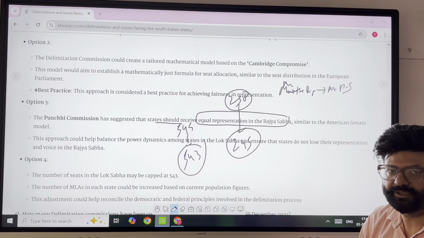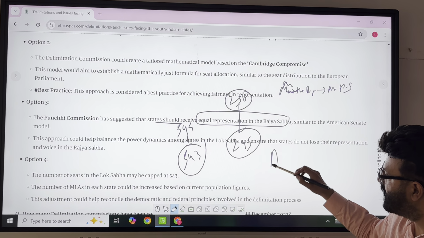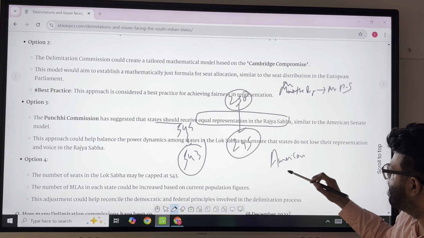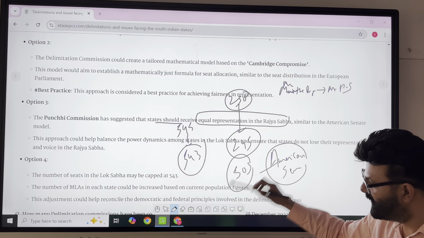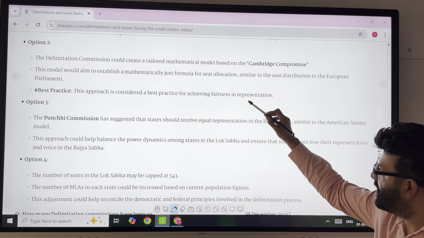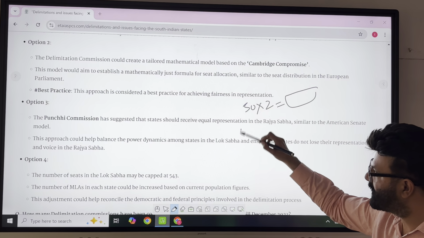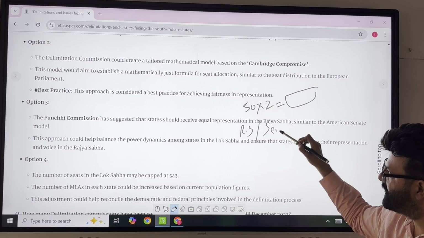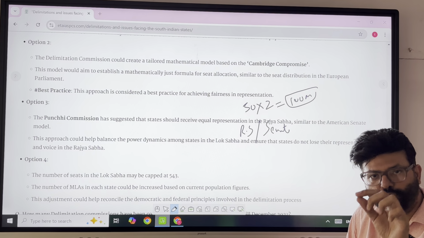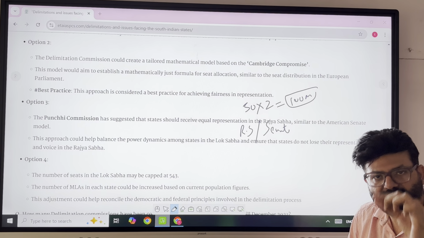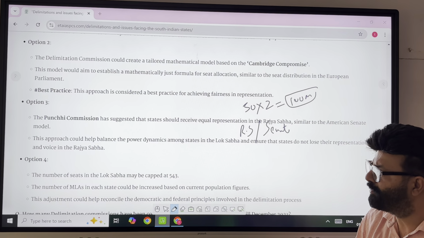Punji Commission is of the perspective that okay, we should have Rajya Sabha representation based on America's Senate model. In America there are 50 states. Every state has 2 members in the Senate. We call Rajya Sabha here. In America it is called Senate. So 100 members are there. So Punji Commission is saying not on the basis of population, every Indian state should have equal representation in the Rajya Sabha. Now what it entails?